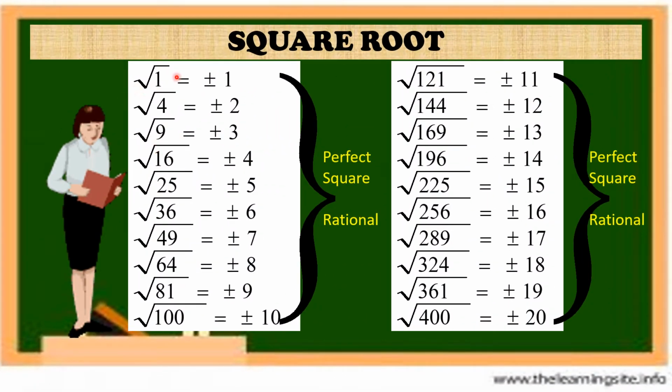So we have the square root of 1 equals plus and minus 1. Square root of 4 equals plus and minus 2. Square root of 9 equals plus and minus 3, and so forth. Square root of 121 equals plus and minus 11. Square root of 144 equals plus and minus 12, up to the last.